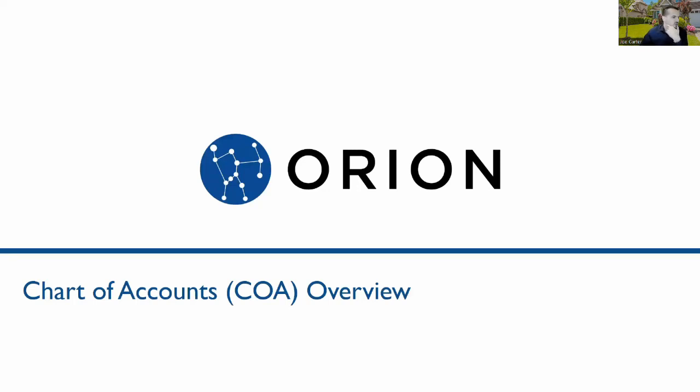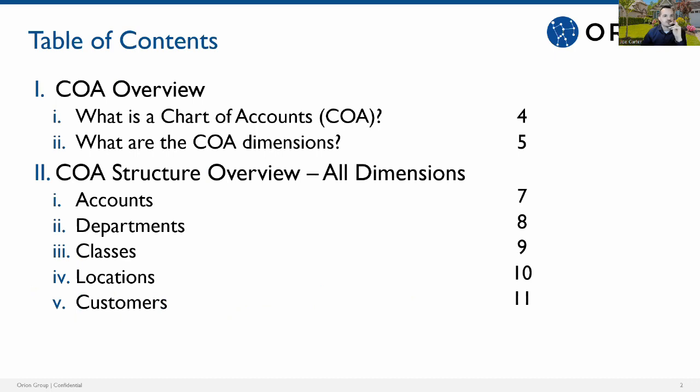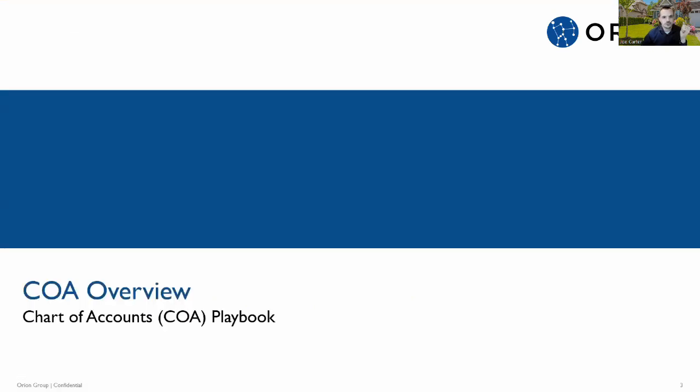Hello, welcome. This short video is intended to overview the chart of accounts, or COAs, here at Orion that you will need to reference as you complete your monthly reporting and playbook financial analysis. First and foremost, what we're going to cover today is exactly what a chart of accounts is, the dimensions of a COA, the various different accounts, departments, classes, locations, and customers that fall into that particular structure.